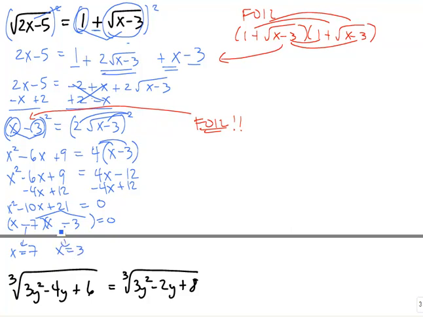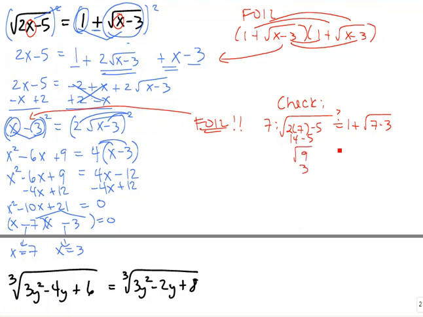Now we have to check. So if we check, let's try the 7 first. I'm going to put 7 right here and right here. We're going to get square root of 2 times 7 minus 5, and we're trying to see if that equals 1 plus square root of 7 minus 3. Well, 2 times 7 is 14. 14 minus 5 is 9, and square root of 9 is 3. So the left side is 3. On the right side, 7 minus 3 is 4. Under a square root, that becomes 2, and 2 plus 1 does equal 3. So 7 does work.